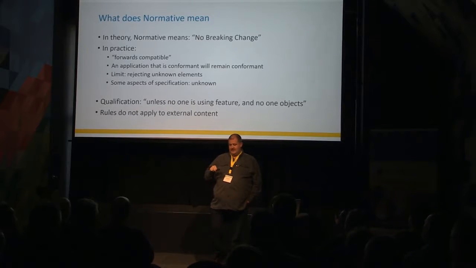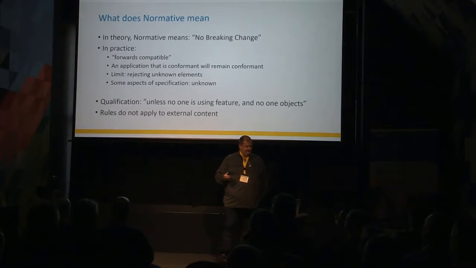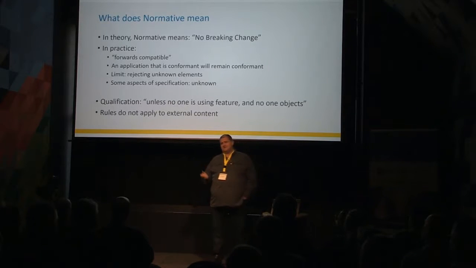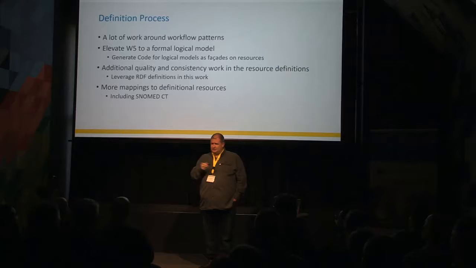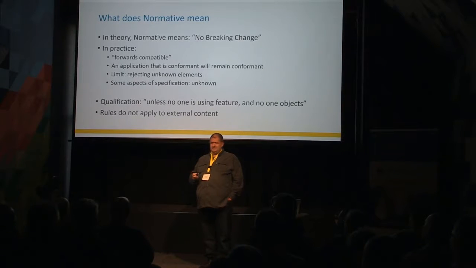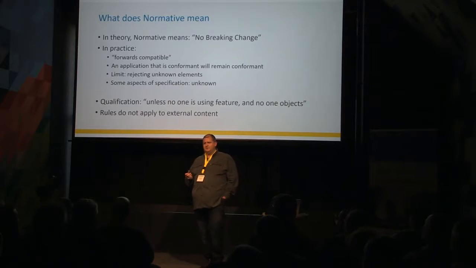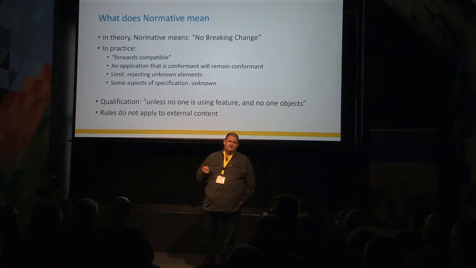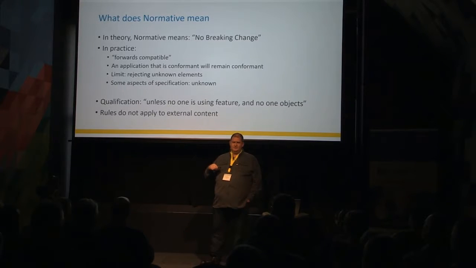So if you have an application that rejects unknown elements, it's not safe going forwards. And there are some aspects of the specification we don't really know how they work, around terminology and terminology bindings, different codes, what the rules are between versions, what would make your application not workable anymore. We don't know about that. The other thing is that those rules don't apply to external content, SNOMED content or ICD or LOINC or whatever. They've got their own rules that we don't control.